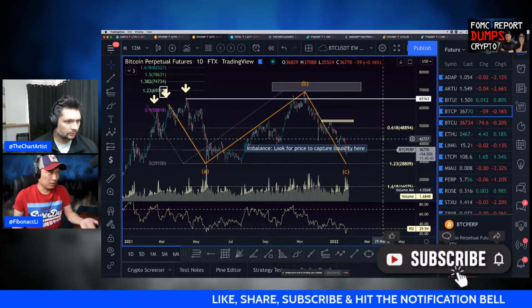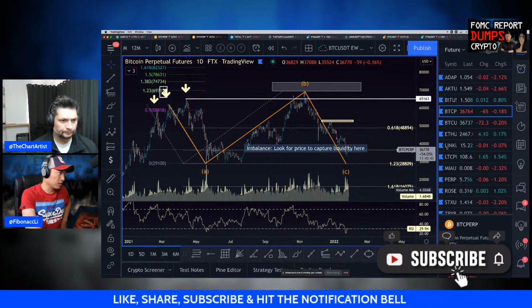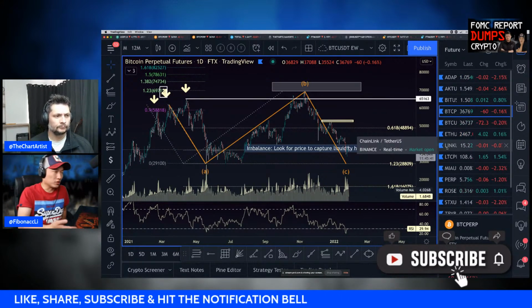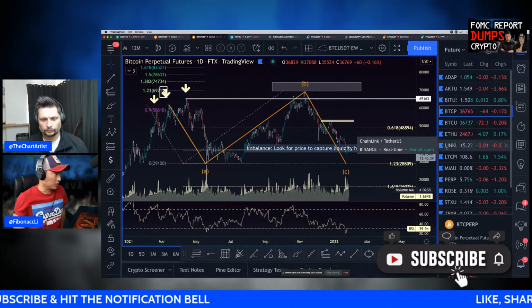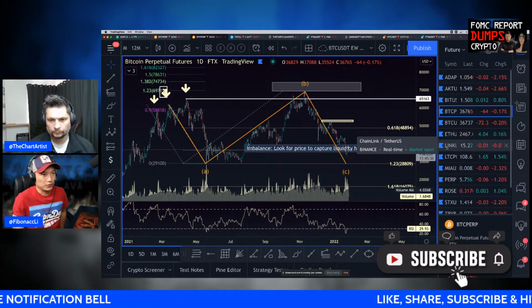Long-term, yeah, exactly. Long-term, the market is indecision. We don't know. But short-term, I'm bullish. I will still be bullish until I get stopped out at 32.